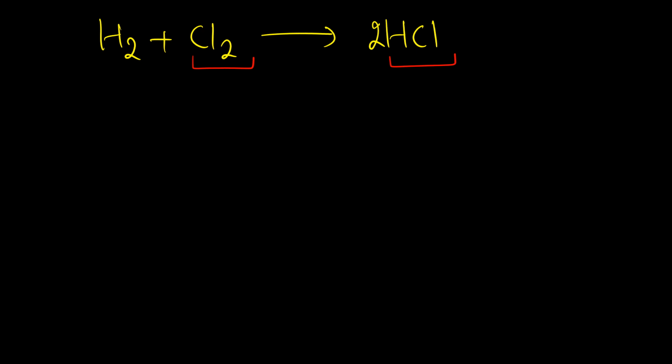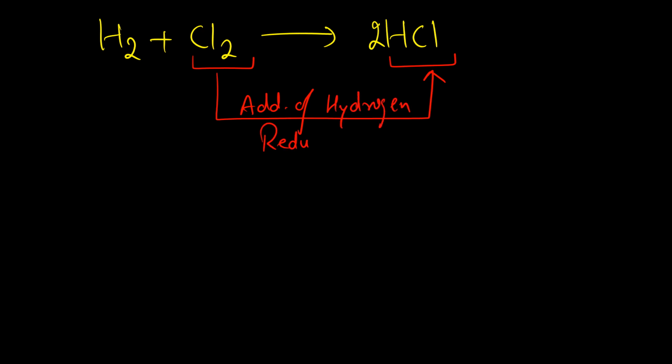So if I am adding, let's say, hydrogen to chlorine, then in that case what am I going to get? I am going to get hydrogen chloride. Just to balance it, let's write 2 here. Now you may see in this case we have added hydrogen to chlorine. Again, addition of hydrogen takes place, which corresponds to reduction.